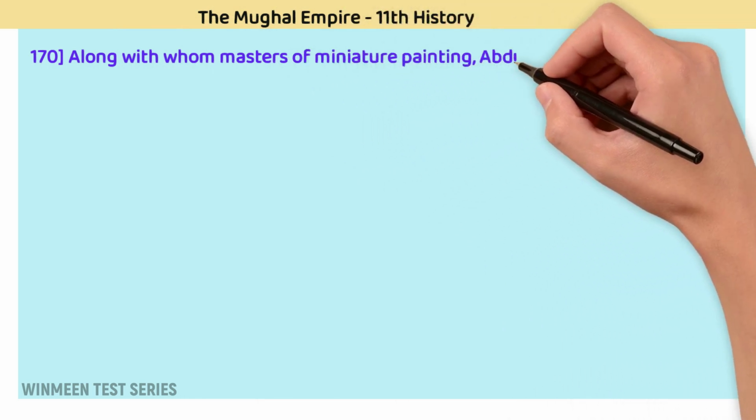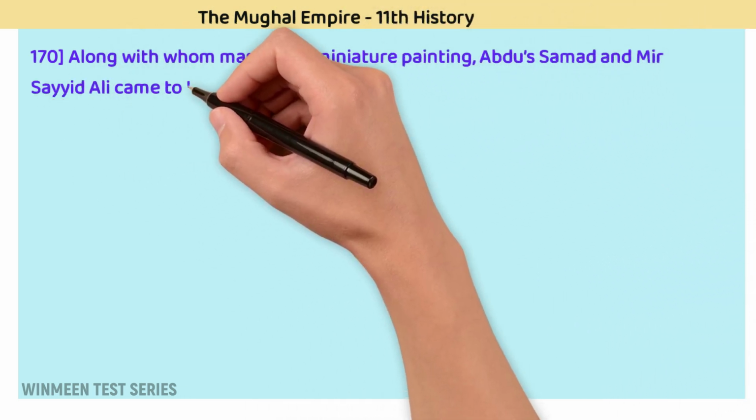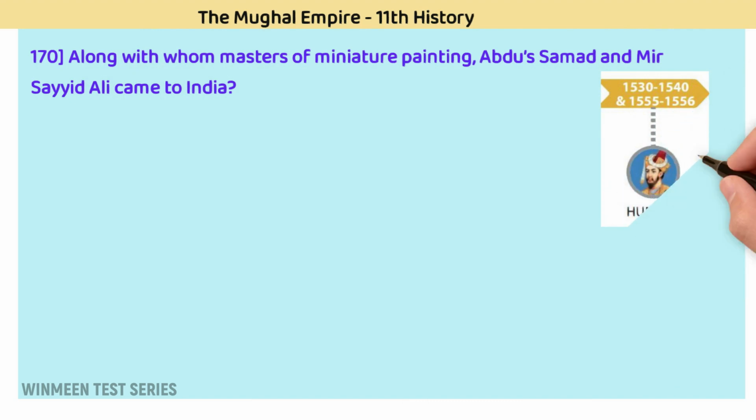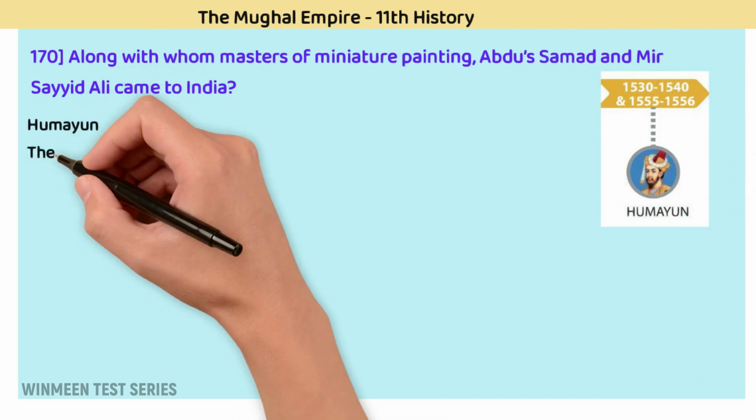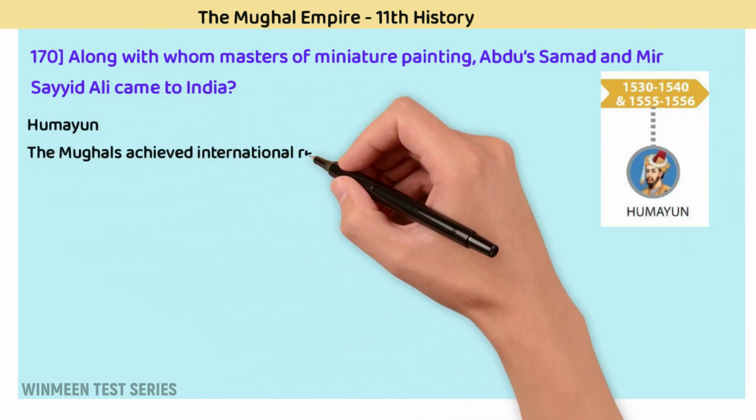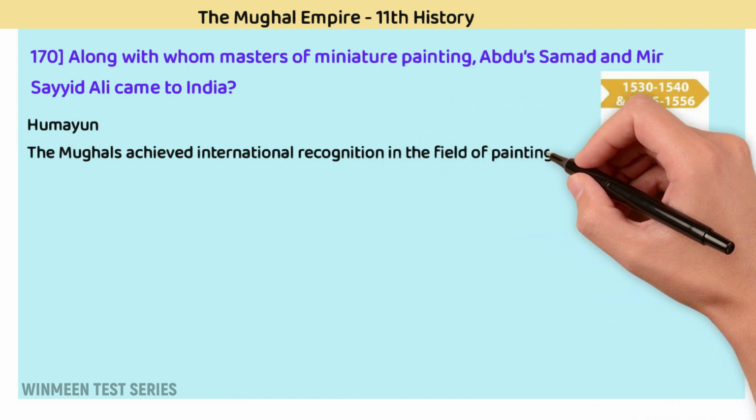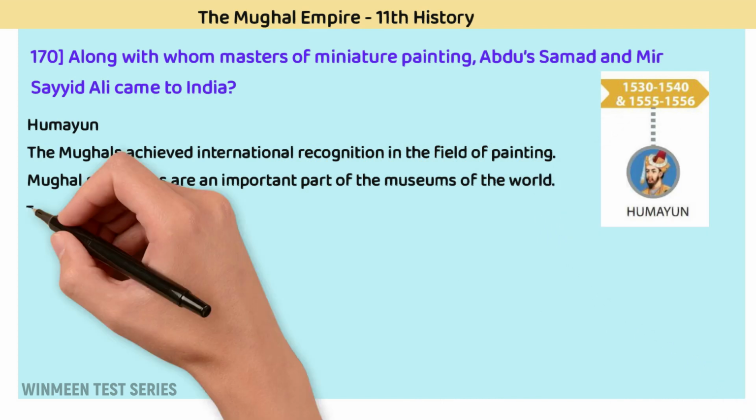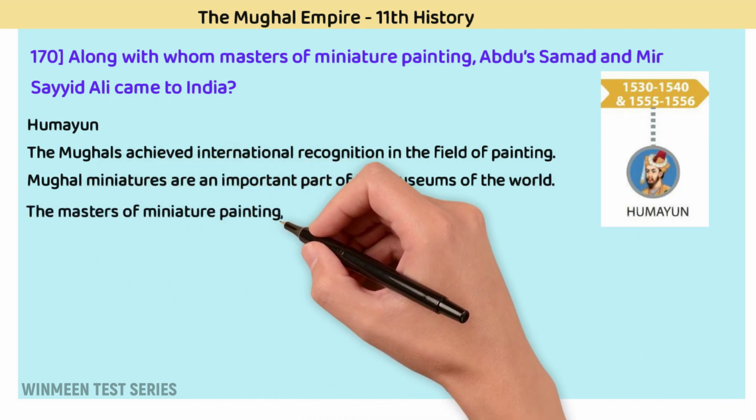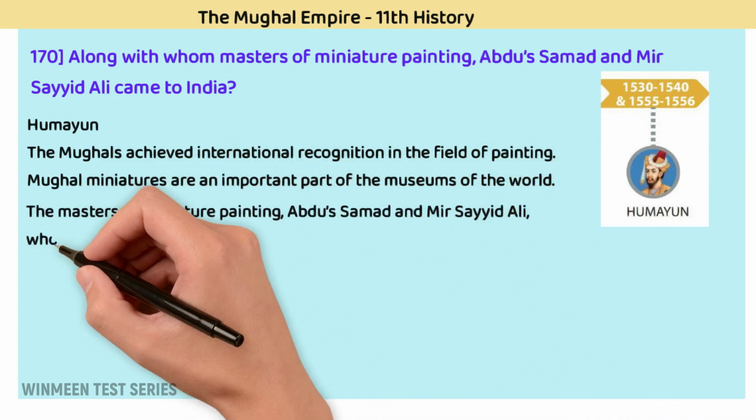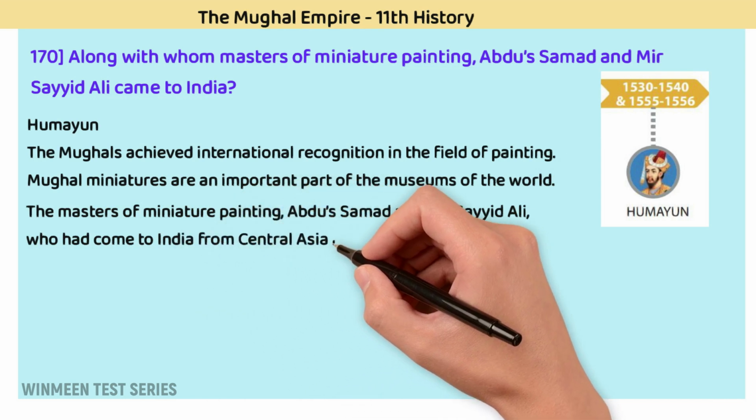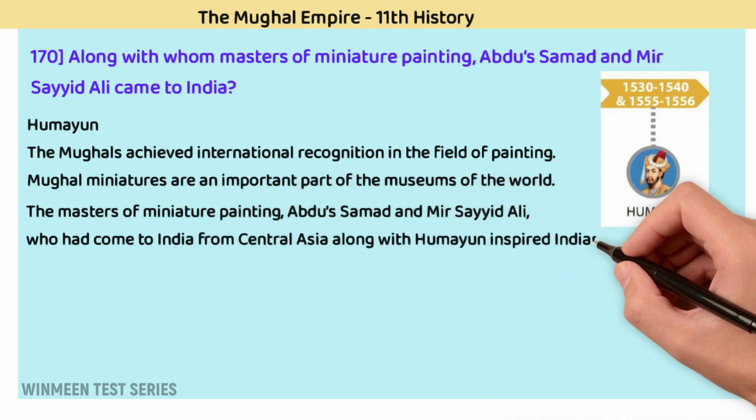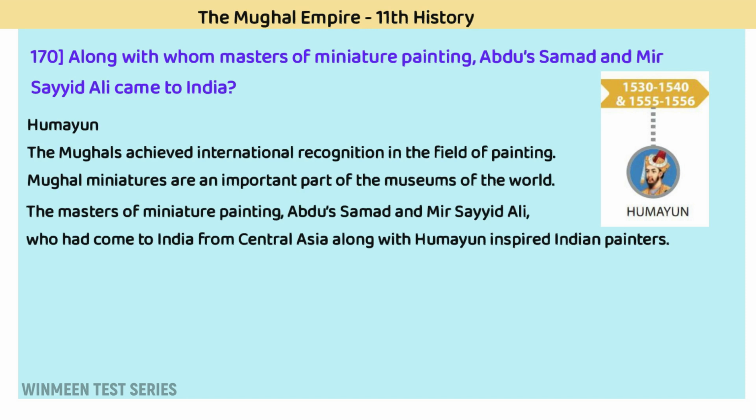Question number 170. Along with whom did the masters of miniature painting Abdus Samad and Mir Sayyid Ali come to India? The answer is Humayun. The Mughals achieved international recognition in the field of painting. Mughal miniatures are an important part of museums of the world. The masters of miniature painting Abdus Samad and Mir Sayyid Ali, who had come to India from Central Asia along with Humayun, inspired Indian painters.